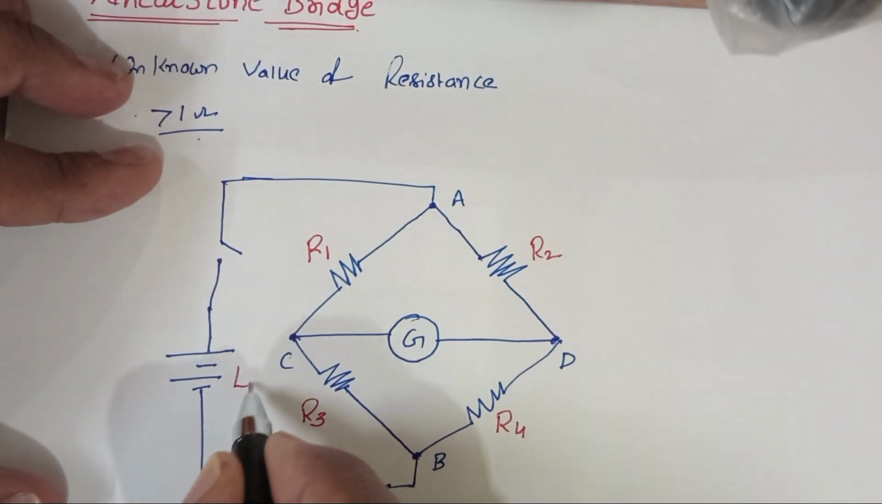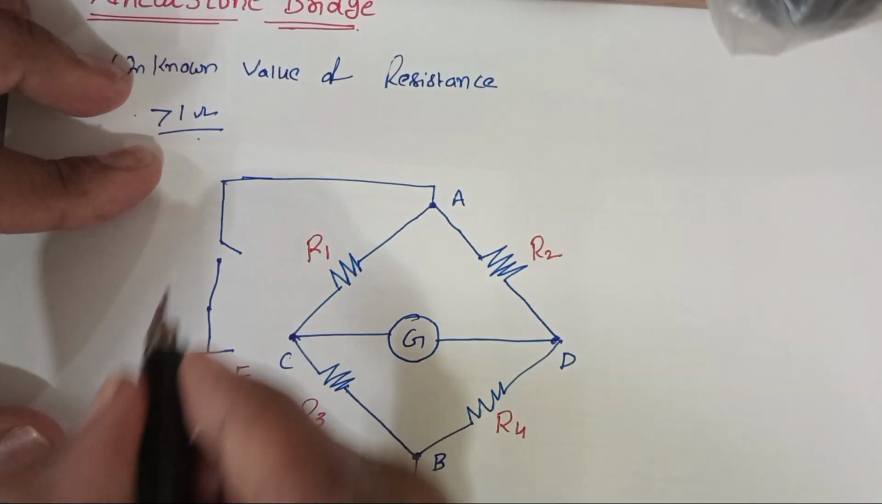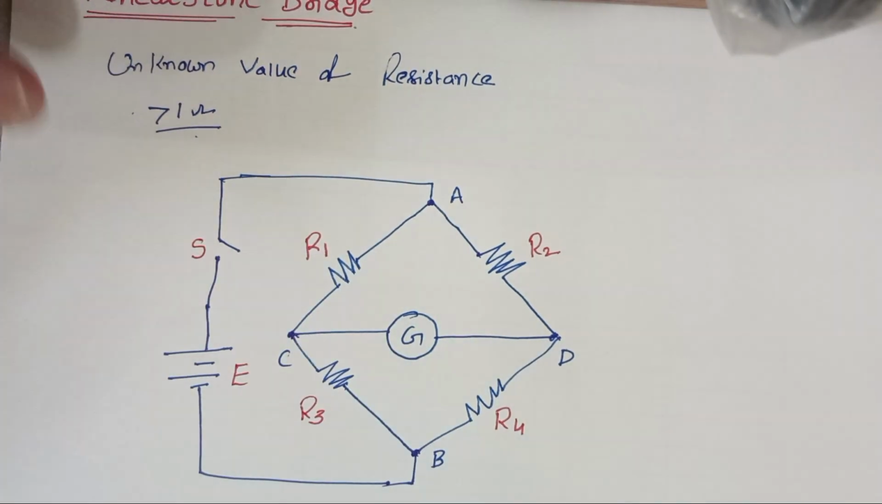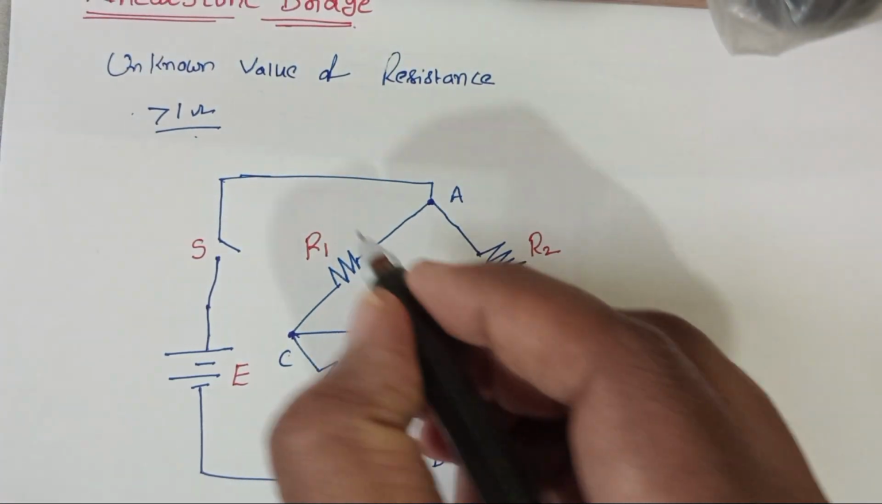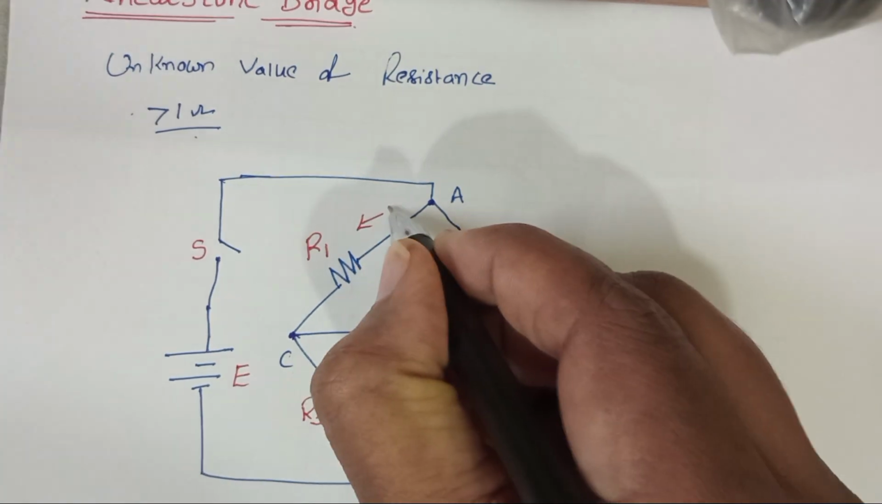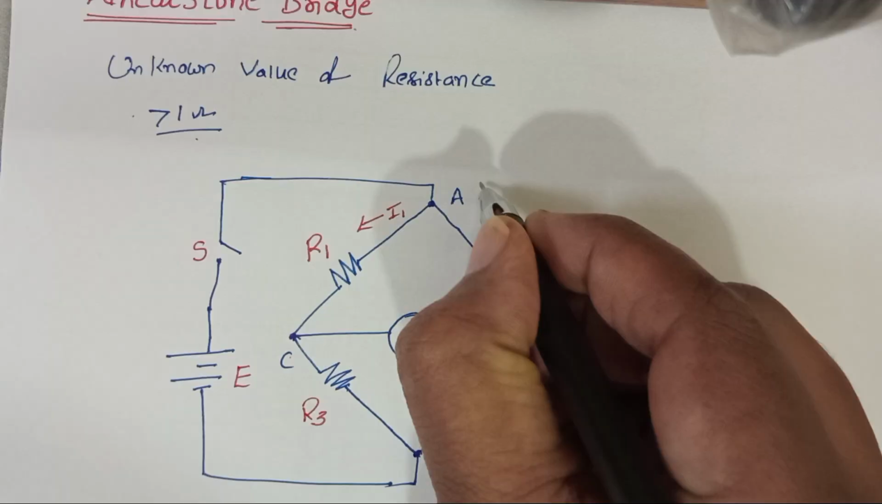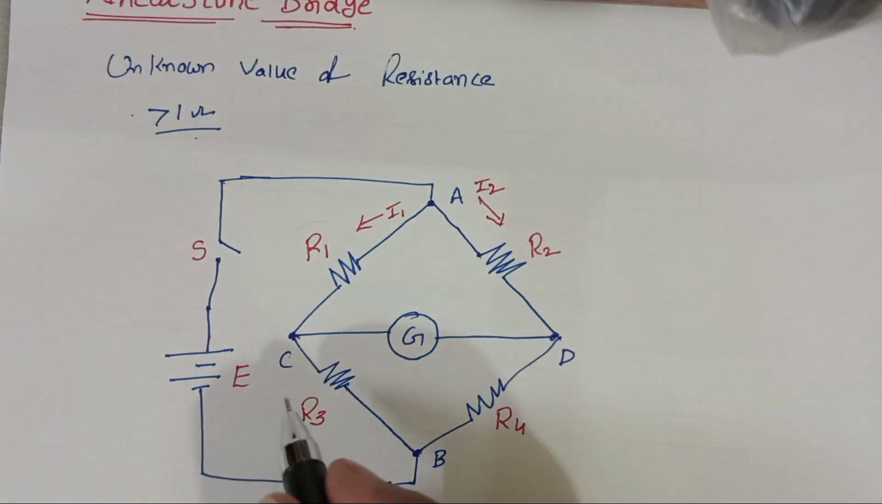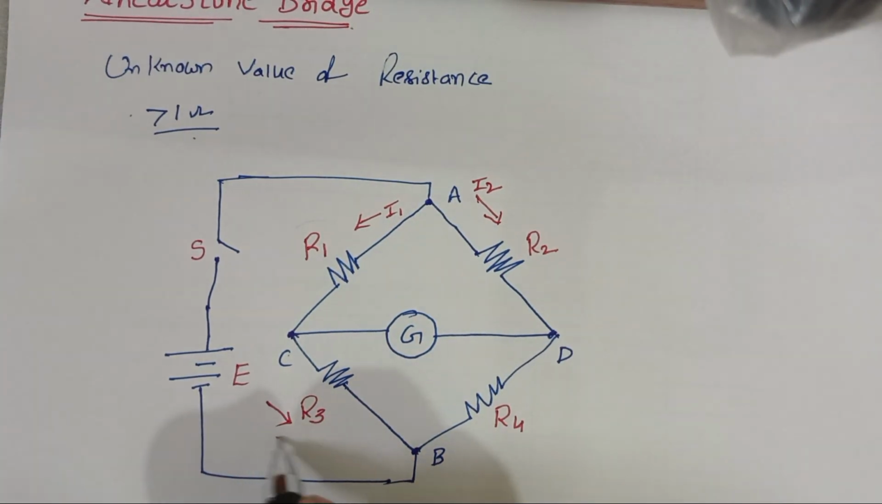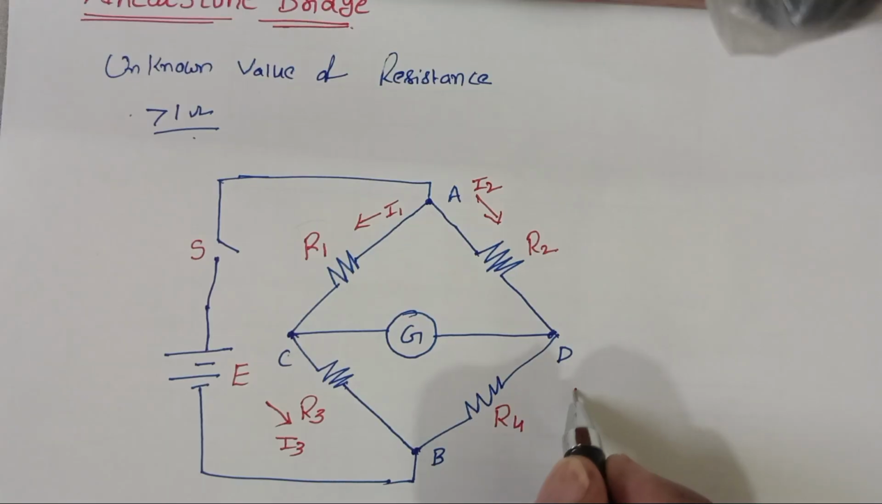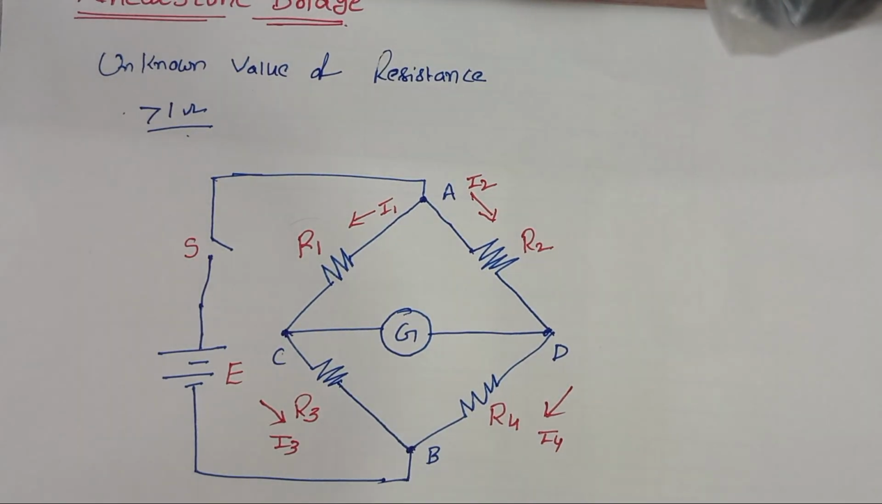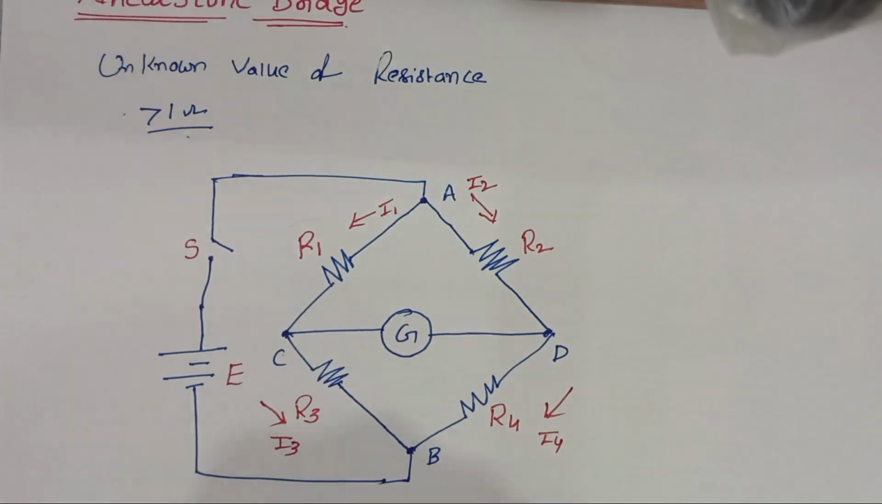And I'm representing the supply as E, and this is the switch. The current flowing through the first arm I'm representing as I1, through the second arm I2, through the third arm I3, and through the fourth arm I4. These are the currents flowing through the different arms.